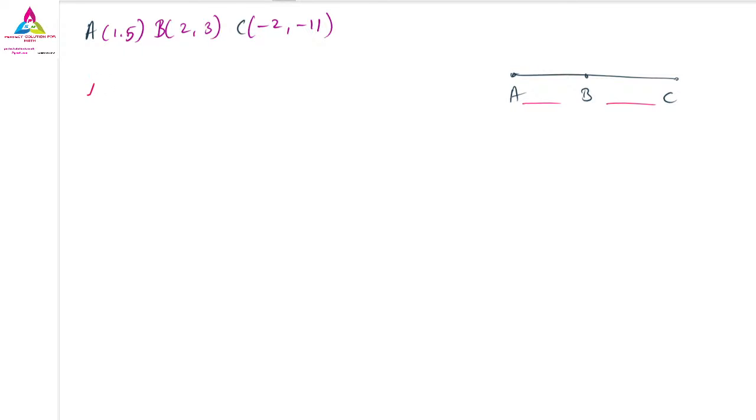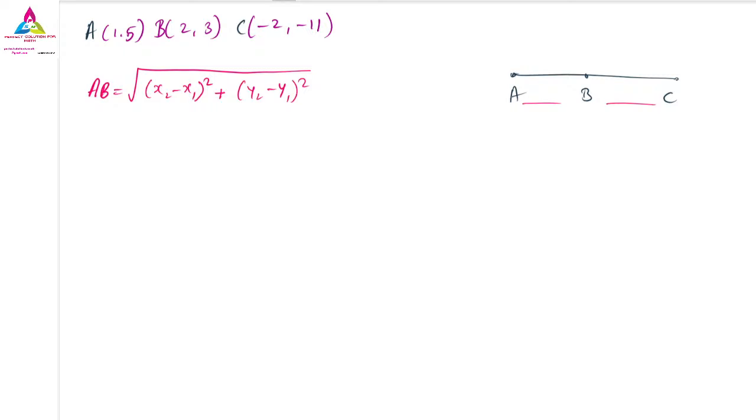So first we will find AB. How do we find AB? We know the formula: root of (x2 minus x1) the whole square plus (y2 minus y1) the whole square. This is the formula to find the distance.